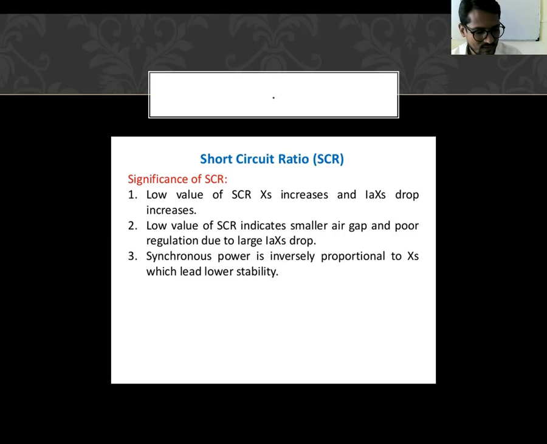Okay, this is all about the testing of the synchronous machine. By using these tests, we can find out the exact performance of the synchronous machine, and synchronous machine performance is very necessary for all other applications.